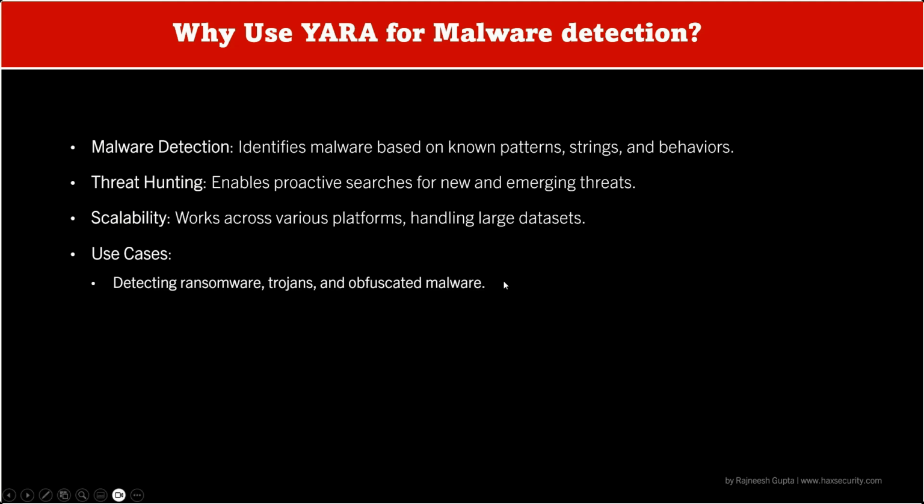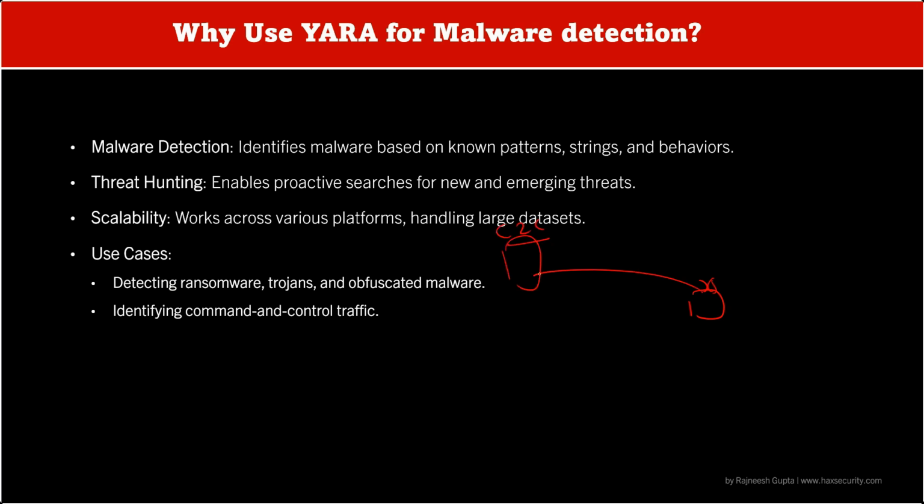You can detect ransomware, Trojans, and obfuscated malware as well, which is hidden malware in a specific file. Maybe let's say it's a PDF file, doc file, or anything by which it is obfuscated. Okay. Now it is also used to identify command and control traffic. When your machine is infected by malware, it's actually getting controlled by the command and control server managed by the hacker or threat actor. Okay.